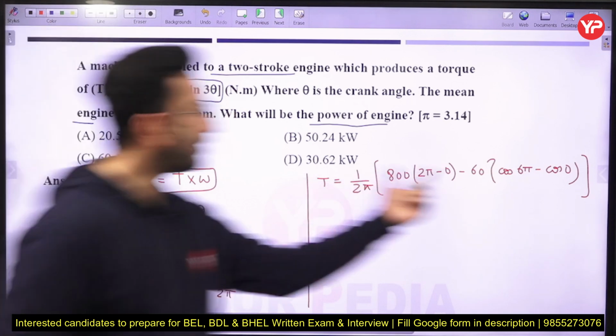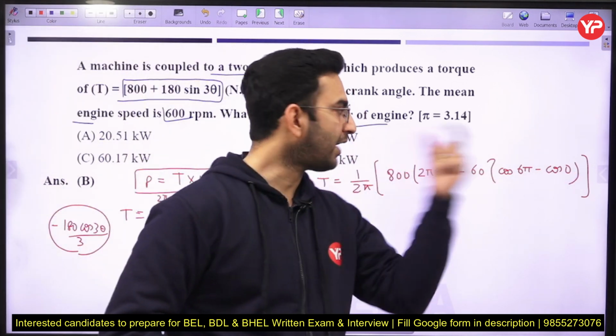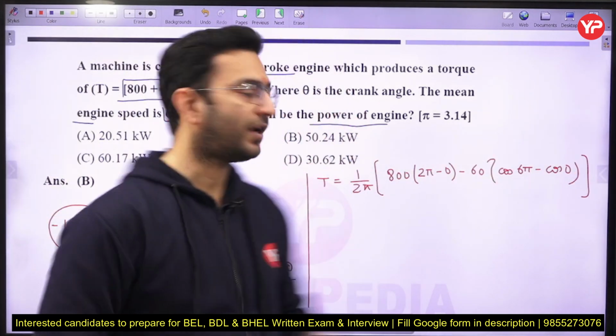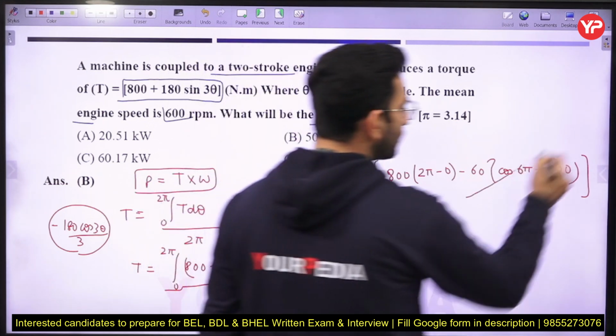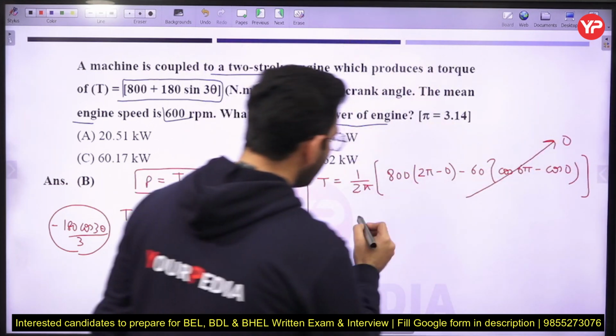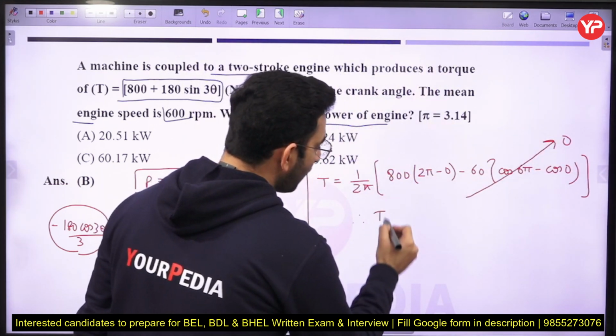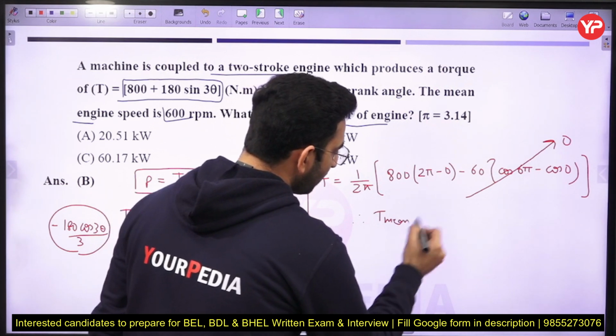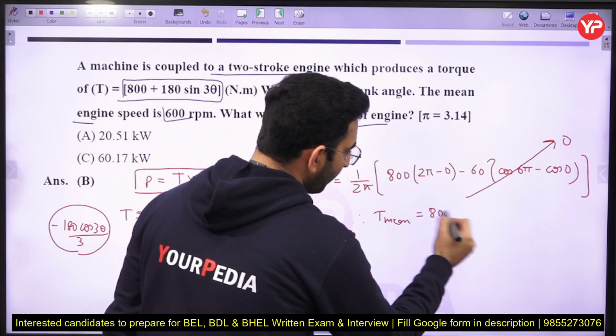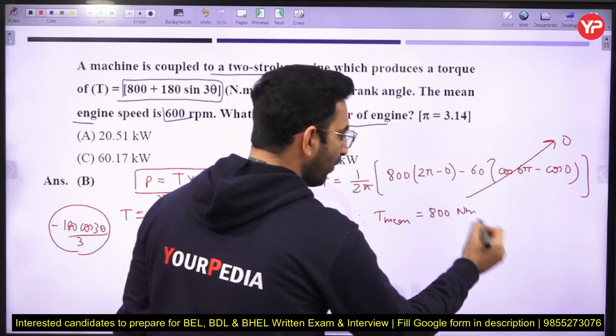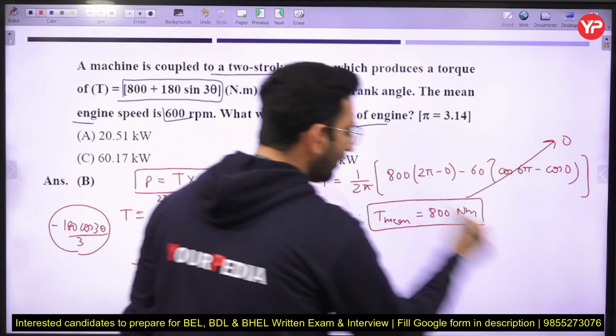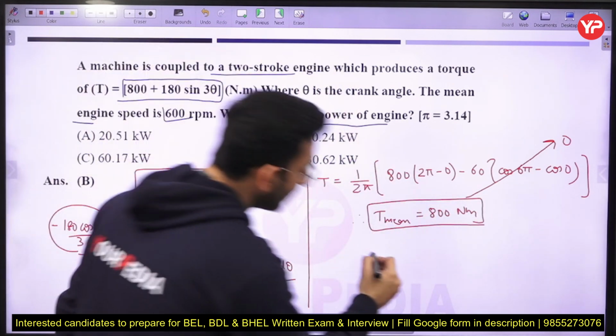Okay, so if you see here, cos of 0 is equal to 1 and cos of 6 pi is also equal to 1 here. So we can say this entire term is going to be equal to 0. So therefore the mean torque is coming out to be around 800 only. Okay, the mean torque is coming out to be 800 Newton meter.